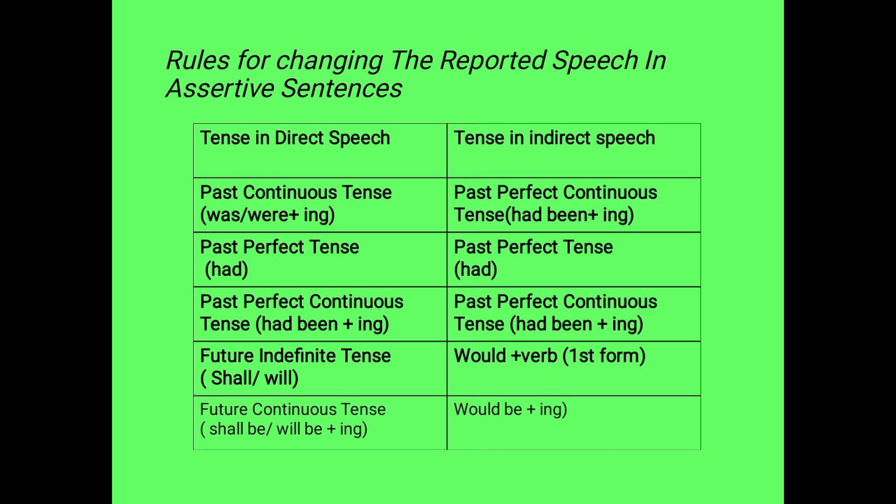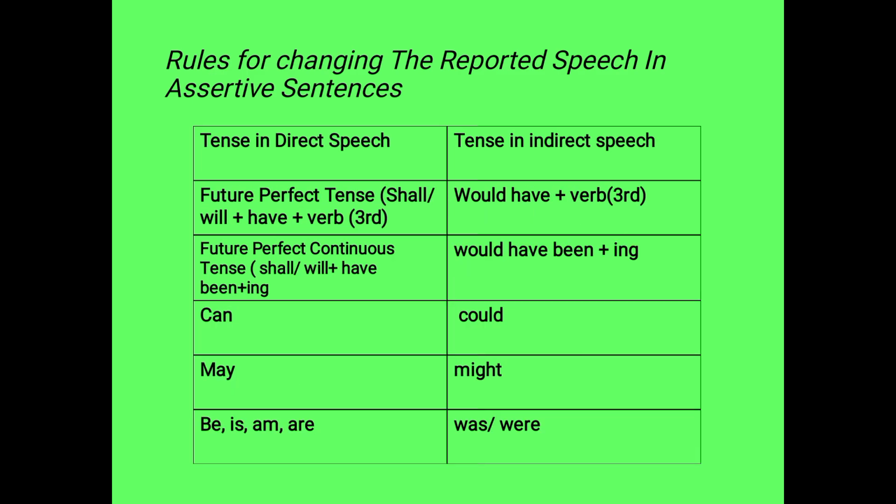Future indefinite tense: would, shall or will change into would. Shall be, will be change into would be. Shall have, will have change into would have. Shall have been, will have been change into would have been. Can is changed into could, and may changes into might. Is, am change into was, were.